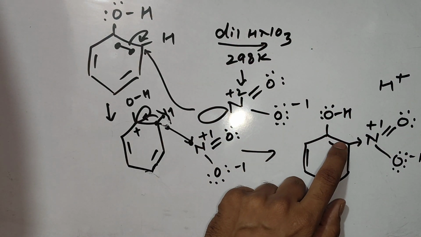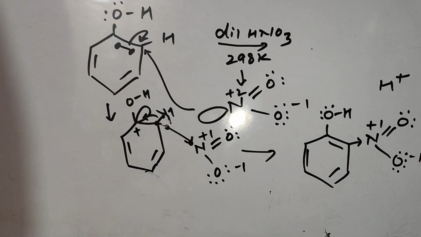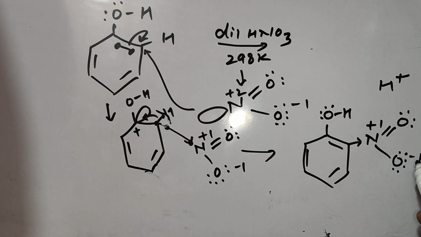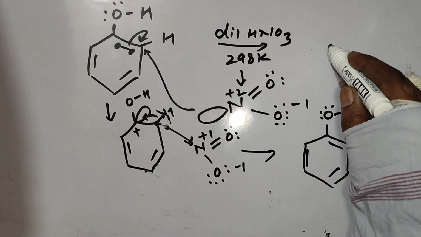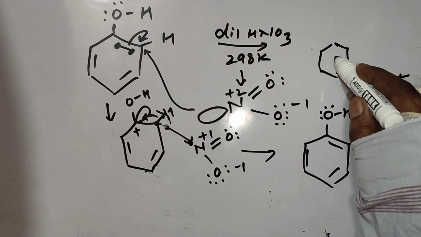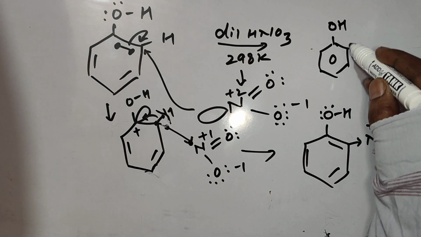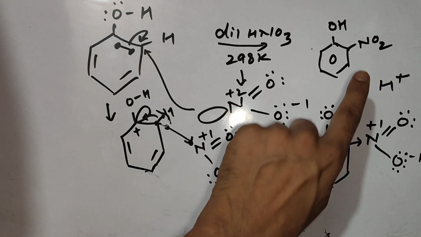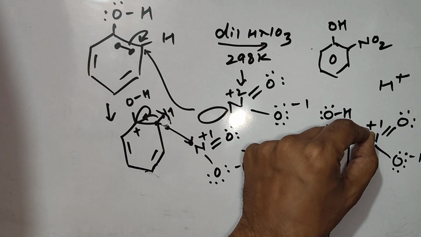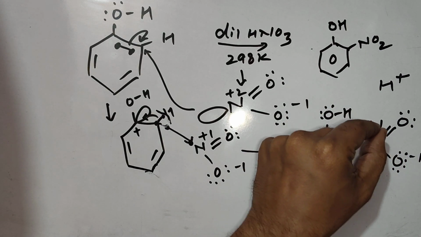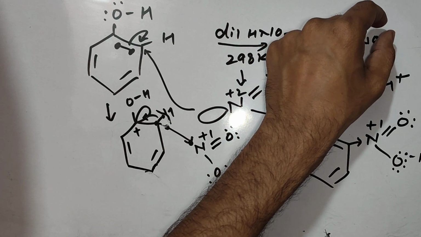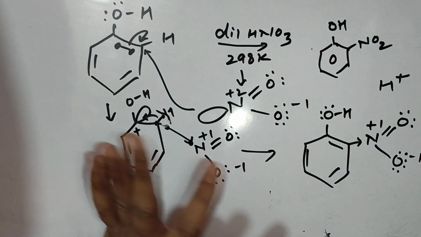And which position have I attacked? Ortho position. And please note down this one. After bond formation, +1 -1, so the overall charge is 0. So sometimes we can directly write it like this: OH NO2 without any charge. But in actual there is a charge: +1 charge on nitrogen and -1 charge on oxygen. But they are neutralizing each other. So that's why the overall charge on the nitro group is 0. So no need to write.